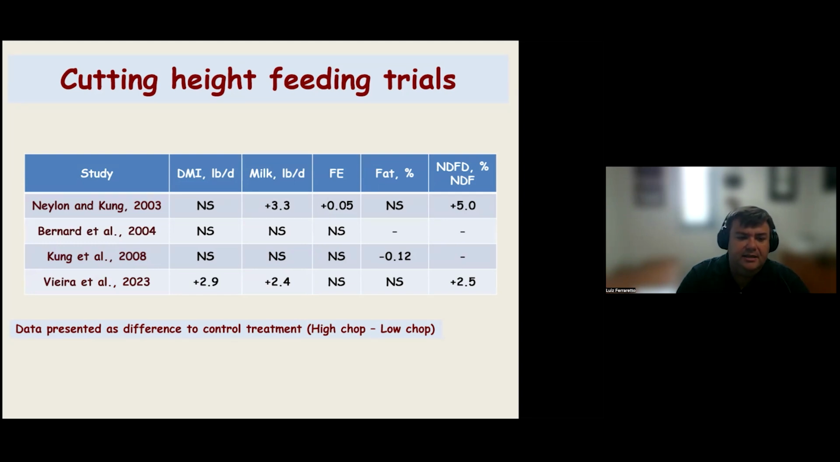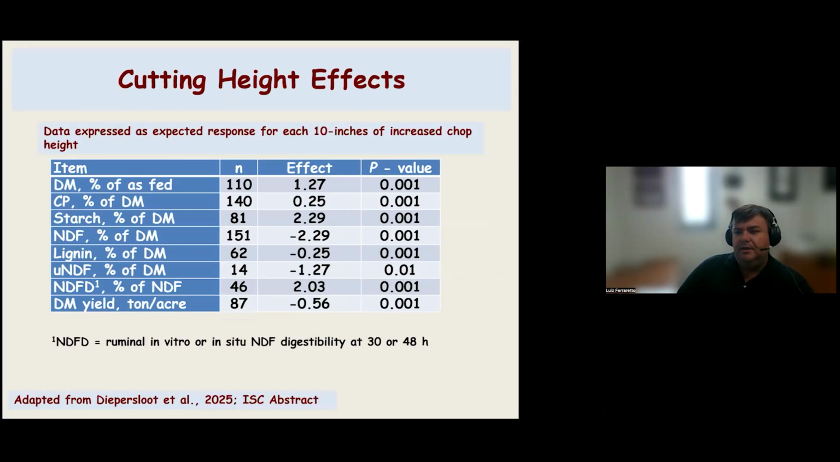But if you look at this last study here, the increases are quite considerable, similar to, but still a little bit lower than, what we see for some of the BMR feeding trials, which are quite consistent in improving intake and milk production. So because of that, we tried to estimate what the impact of that is. And Hartrat showed a spreadsheet that my previous PhD student put together. This is the basis for that. This is what is expected for those different nutrients, as well as dry matter yield, for every 10 inches that we increase in chop height.